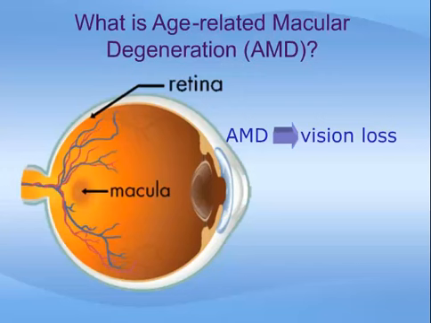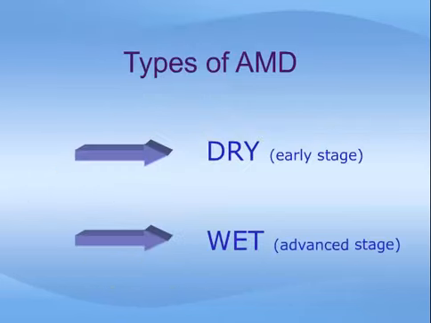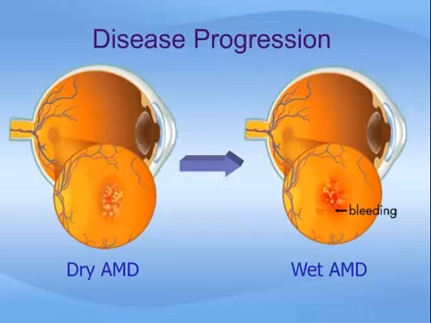Age-related macular degeneration, or AMD, is an eye disease that may cause central vision loss. It affects the macula, the center of the retina at the back of the eye. There are two types of AMD: dry AMD, or early stage, and wet AMD, or advanced stage. Over time, dry AMD can progress to wet AMD, causing significant vision loss. Regular eye exams can help to prevent or delay this progression.